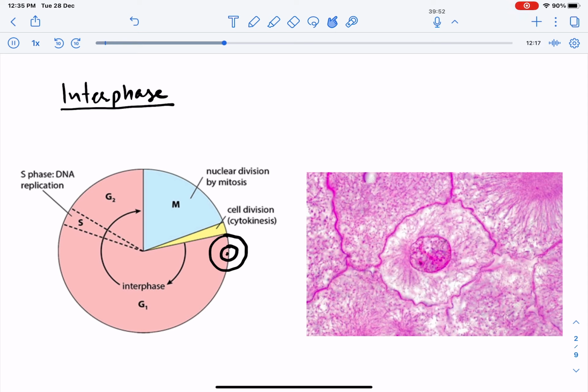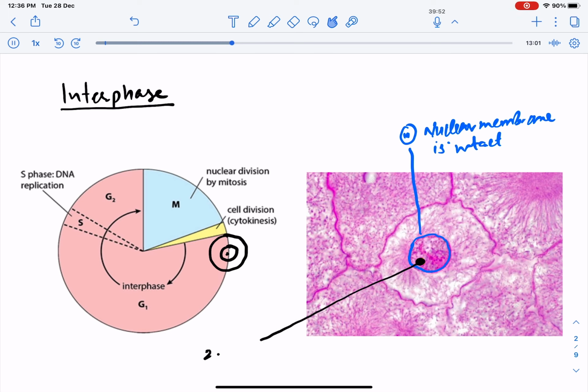In this animal cell, you can see nuclear membrane is intact. This is nuclear membrane. So, number one, nuclear membrane is intact. Nucleolus is visible. You can see this is nucleolus.